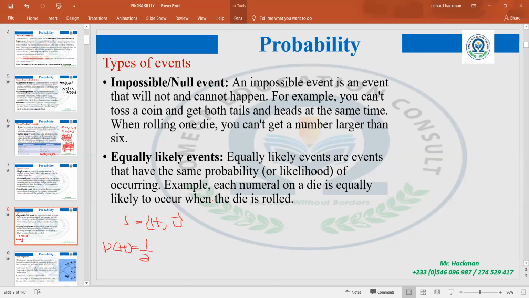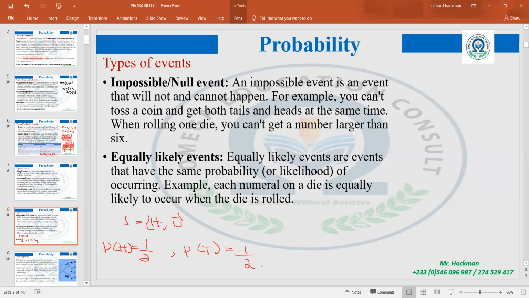Okay, what will be the probability of getting a tail? The number of tails here is 1, over the number of elements in your sample space, and that will be 2. So you can see the probability of getting a head and getting a tail will be 1 over 2 each, and will be the same. So in this situation, we'll say that the events are equally likely to occur. Is that clear?